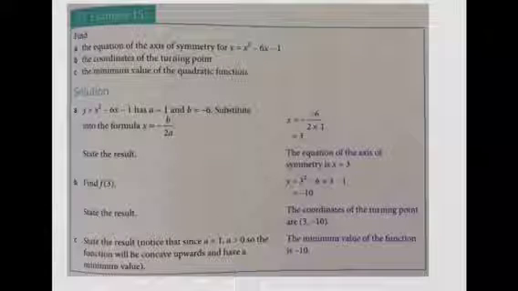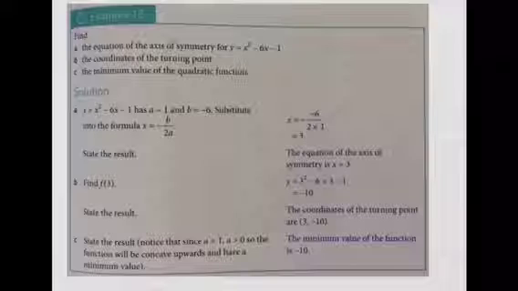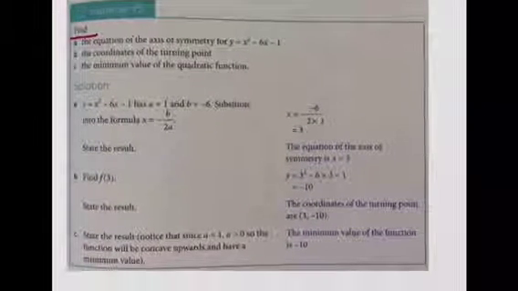So in this video we'll just look at example 15 on page 219, looking at axis of symmetry, turning points, etc. The question asks us, find the equation of the axis of symmetry for y equals x squared minus 6x minus 2. So let's work through what they've got here.